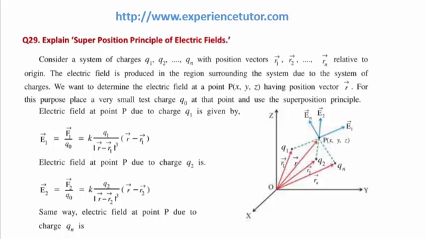Electric field at point P due to charge Q2, E2 is equal to F2 upon Q0, is equal to K Q2 upon modulus of r minus r2 cube multiplied by vector r minus r2.